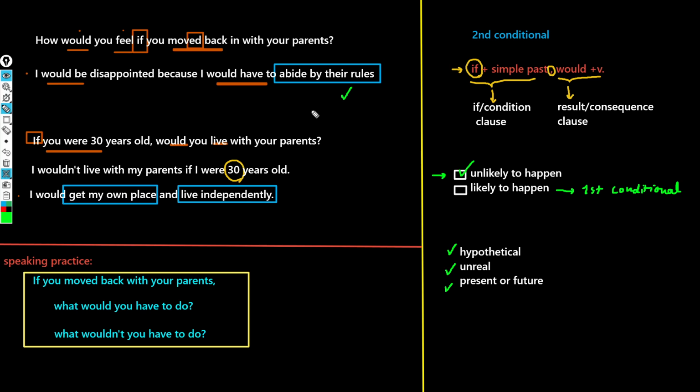Now, we have learned the structure of second conditional along with three phrases. To abide by someone's rules means to follow their rules. To get your own place, it's a good collocation to learn, means to have your own home. And to live independently means to live on your own or live alone.